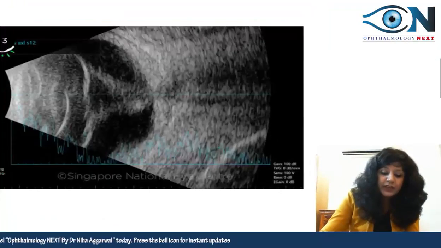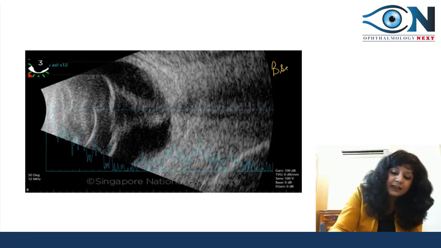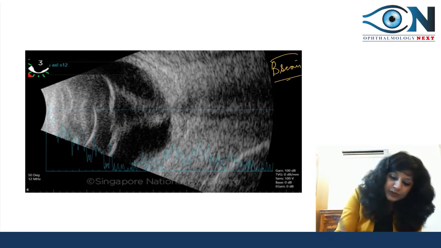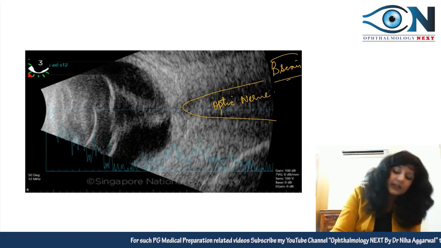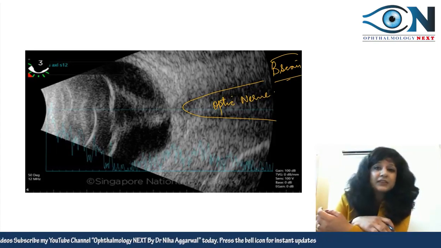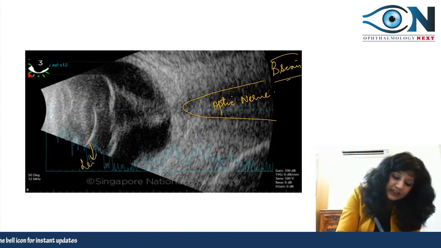Now we are doing the B-scan ultrasound. Now let us see how to read these ultrasound scans. First of all, can you see this area? This is a black area. This is the shadow of the optic nerve, because the waves are not able to pass through this area. That is why it is appearing black. And this shadow that you can see, this is the lens shadow.